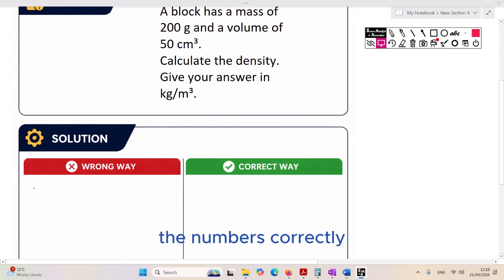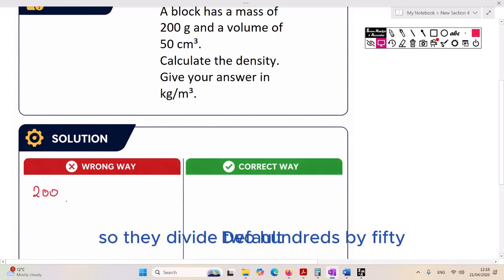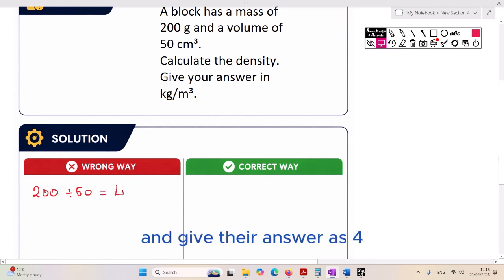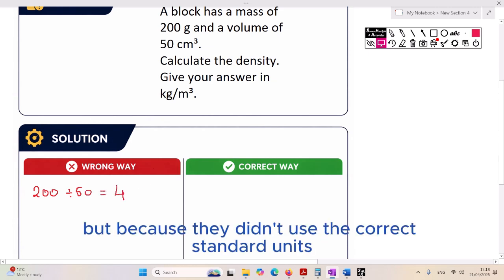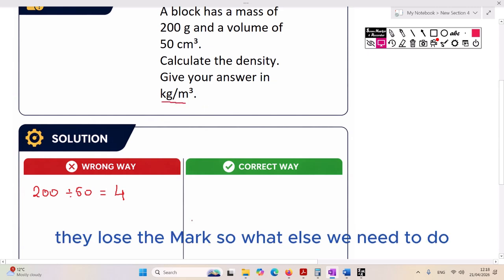So they divide the numbers correctly. So they divide 200 by 50 and give their answer as 4. But because they didn't use the correct standard units, they lose the mark. So what else we need to do?